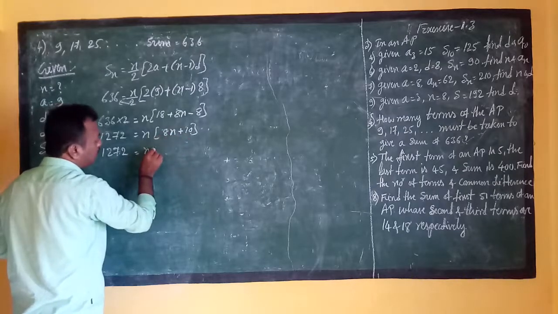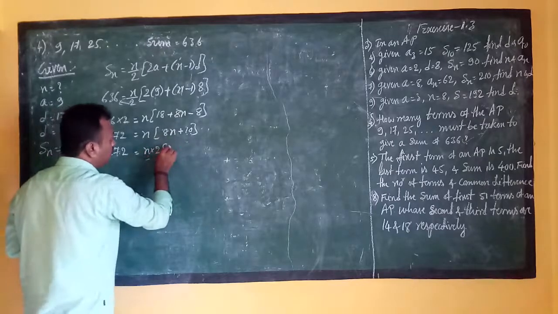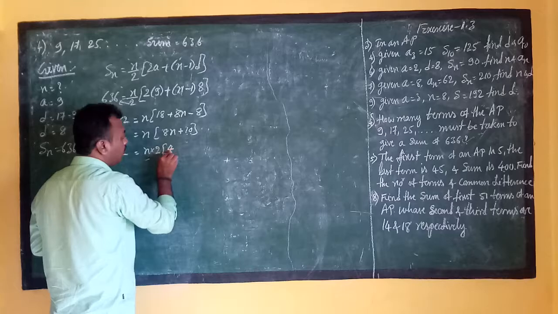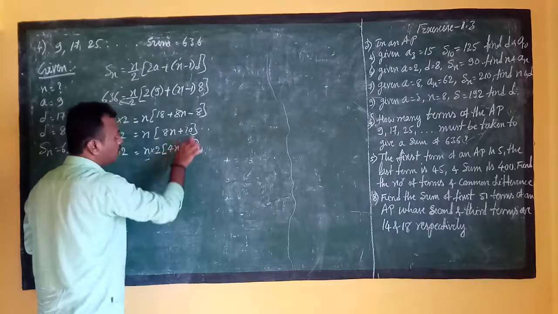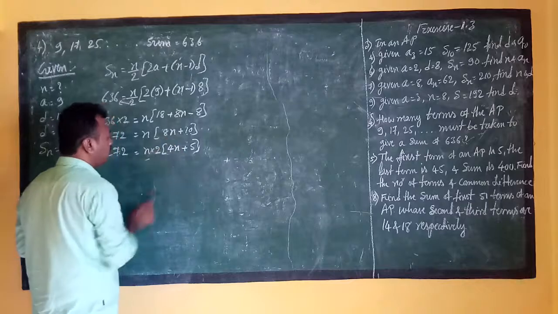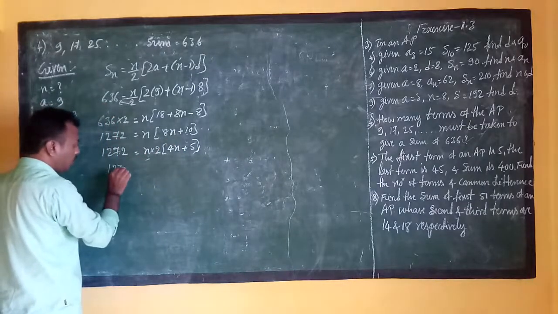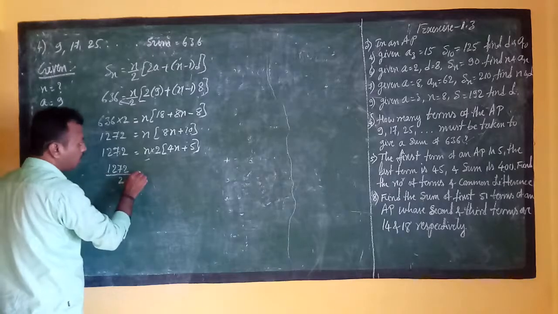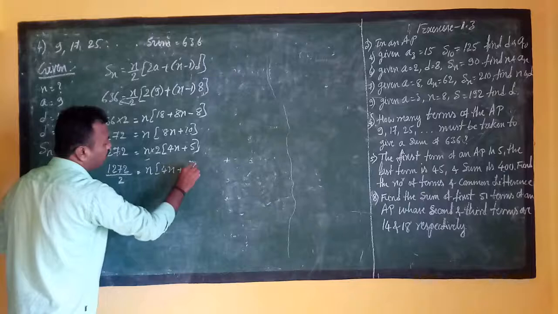among these two numbers. So what is the common factor? 2 is the common factor. Remaining: 2 4s are 8, 4n plus 2 5s are 10, so 10n, 2 4s are 8n. Okay students, if I divide 1272 by 2, it is equal to n into 4n plus 5.